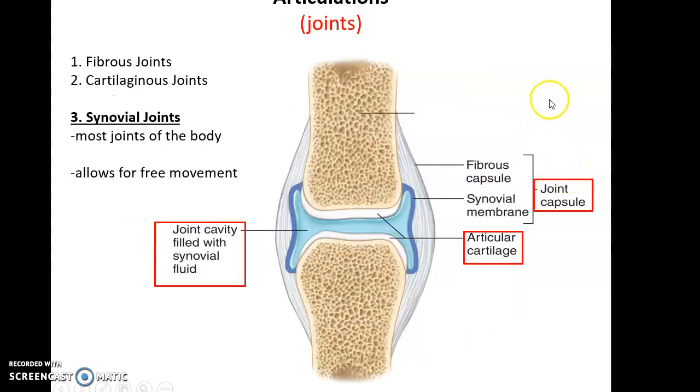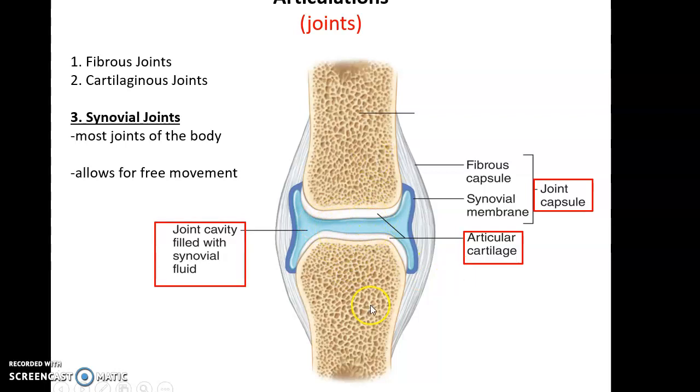But most of the joints are synovial joints. These are the joints that allow for a massive amount of movement. They always have a capsule forming around the joint and then a fluid-filled space, the joint cavity filled with synovial fluids. So we have the joint capsule and the joint cavity filled with synovial fluid.